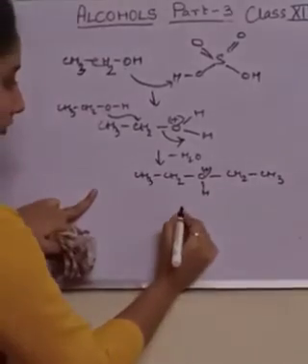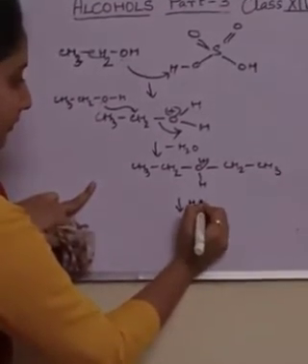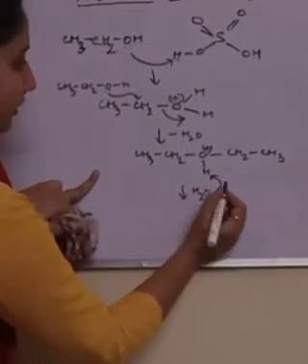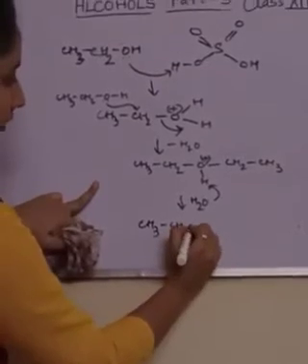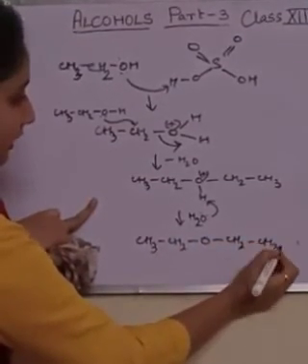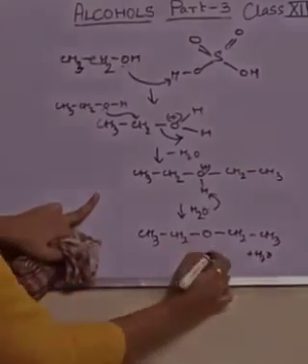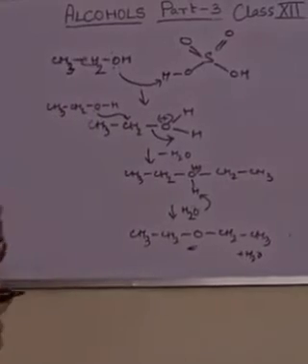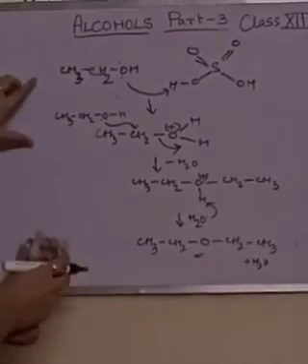Resulting in the formation of this, then this will be abstracted, and finally we will get the ether and water. This is how ether is obtained by dehydration of alcohol.